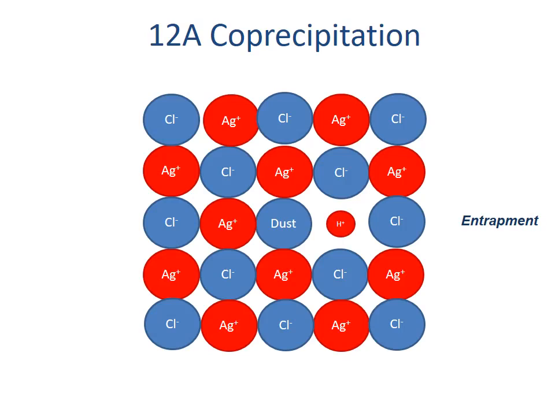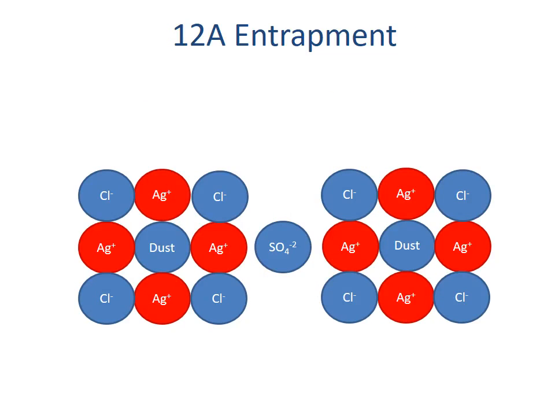We can also have an entrapment. It's a little bit harder to see on this scale, so we want to go back to where we have 2 separate nucleated particles. Entrapment's when we have those particles coming together and we have an ion that's trapped between. So we end up having the sulfate trapped between the silvers instead of a chloride, for example.